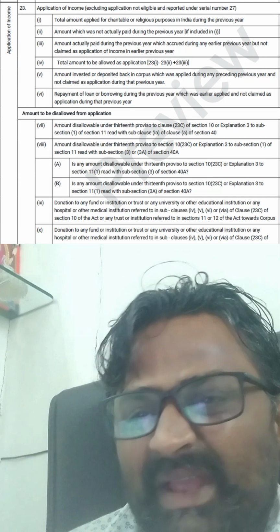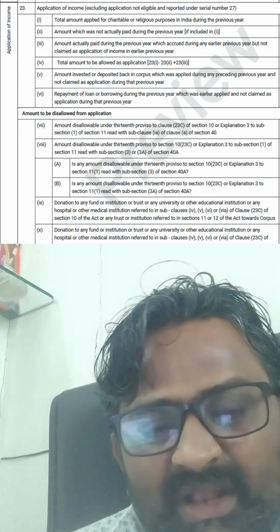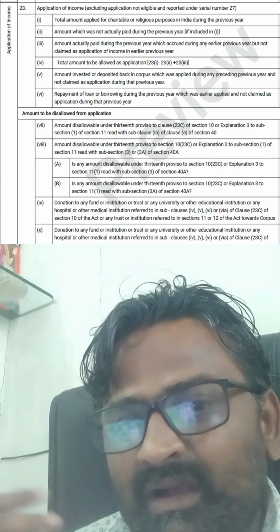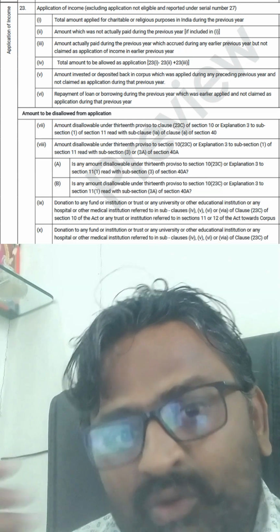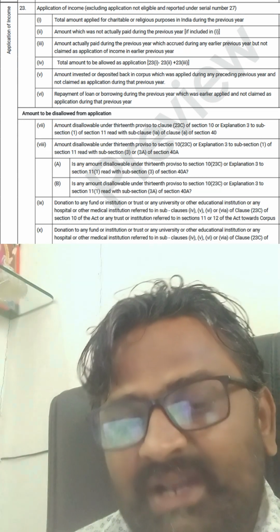There are lots of things which have to be read carefully. Read twice, thrice. If you don't understand, just Google it and understand what the section is trying to teach us, what the section is telling us is to be reported. So take the help of your friends, experts and all those.